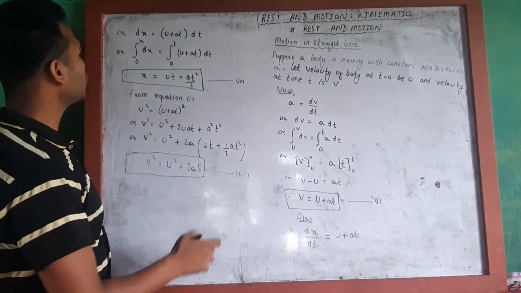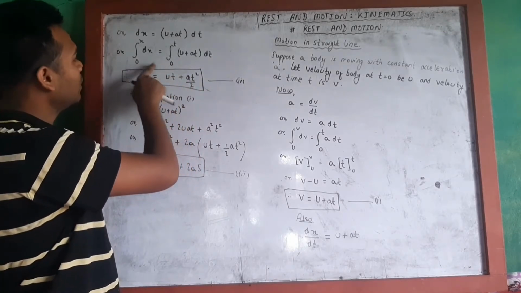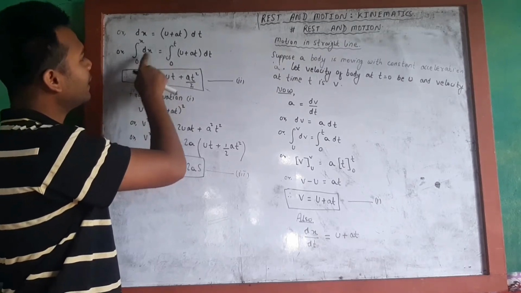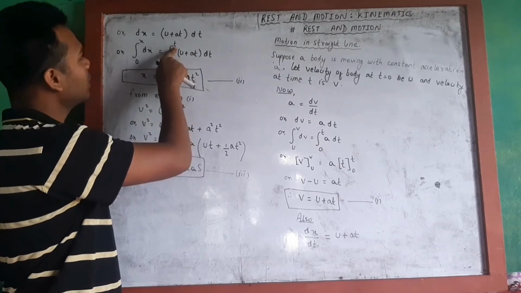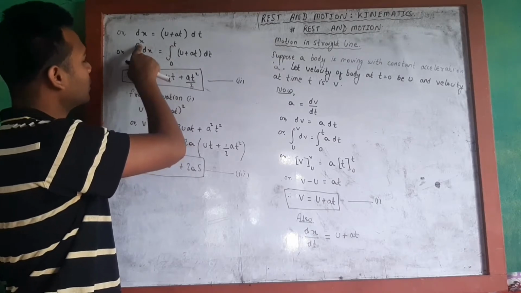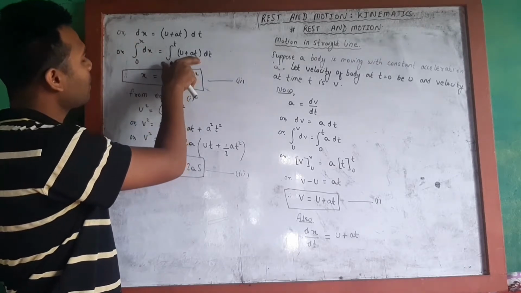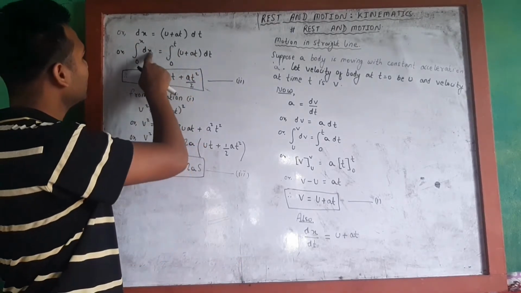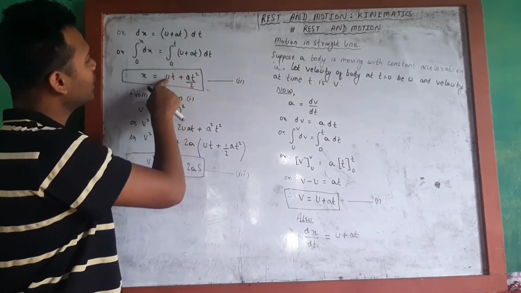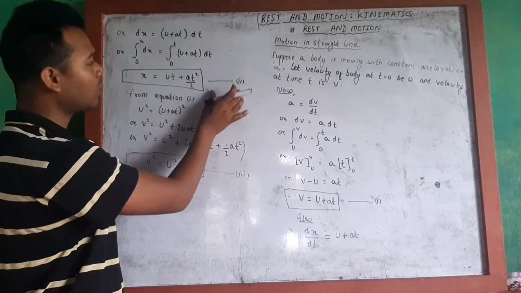Now, if we suppose initially at time t equals 0 the body is at the origin, then at time t equals 0 the displacement of the body is 0, and at time t the position of the body is x, the displacement is x. Integrating here with proper limits, this will give x equals ut plus half at square. This is our second equation of motion.